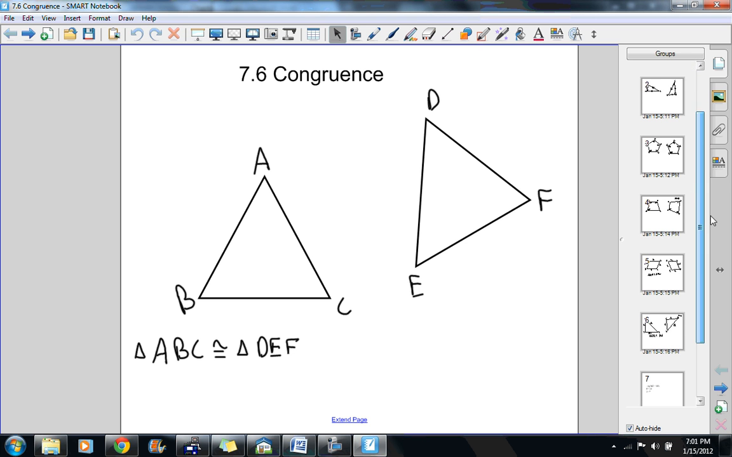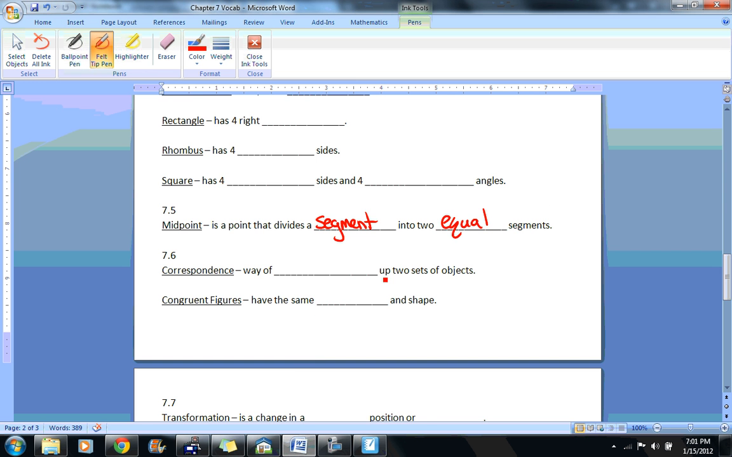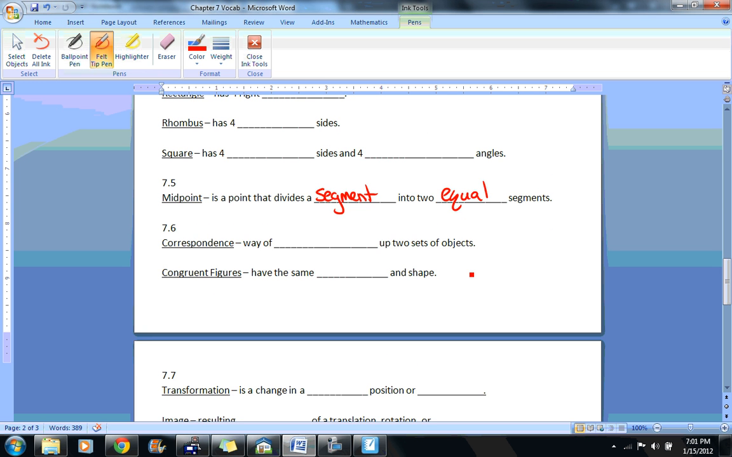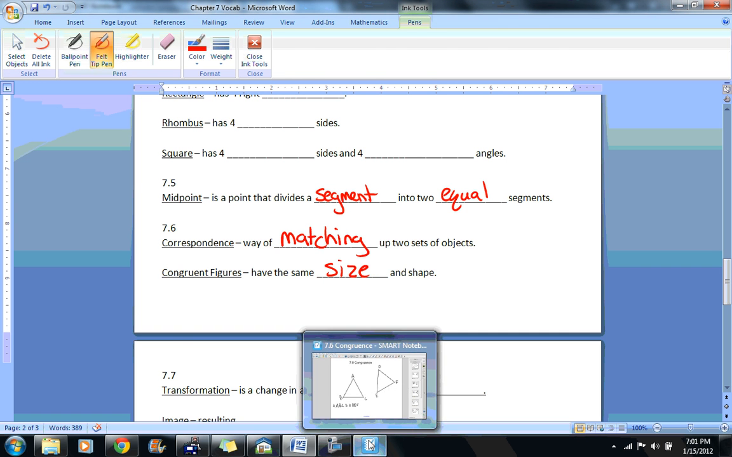We have congruence, which is something I really enjoy, and it is not terribly difficult. So if we go to our vocab terms, we have two of them: correspondence and congruent figures. Now, correspondence is a way of matching up two sets of objects. And congruent figures are two objects that have the same size and the same shape.